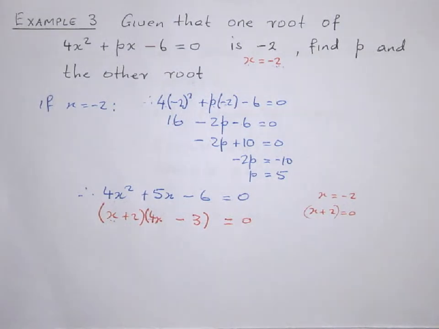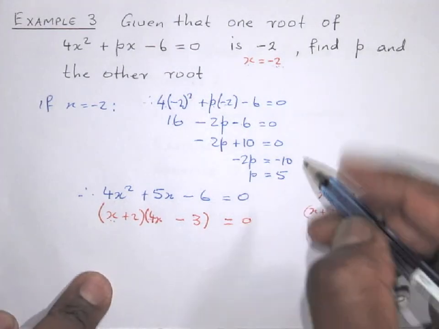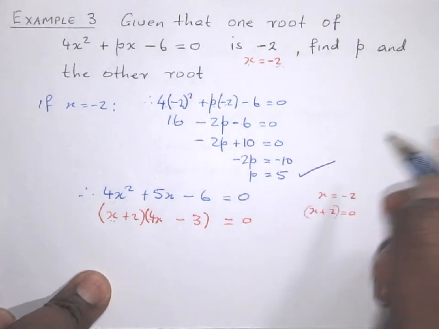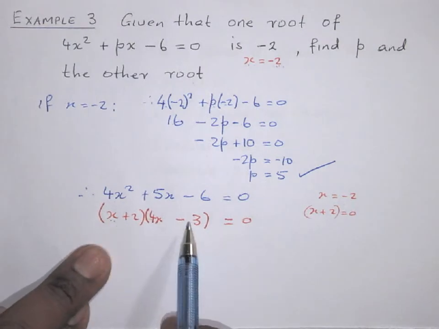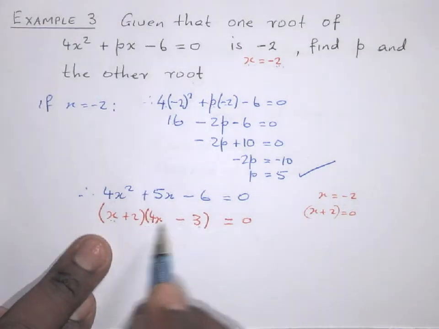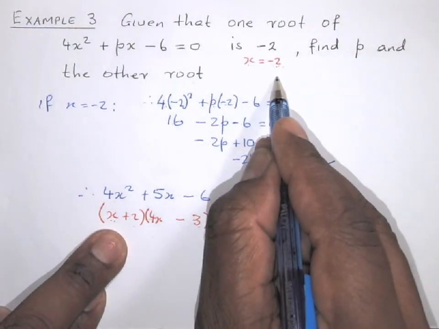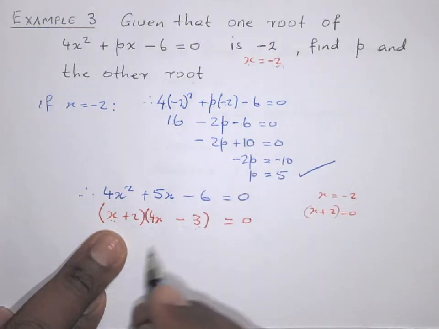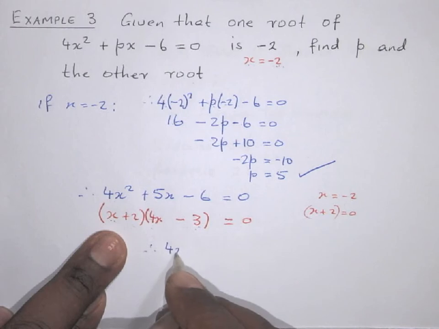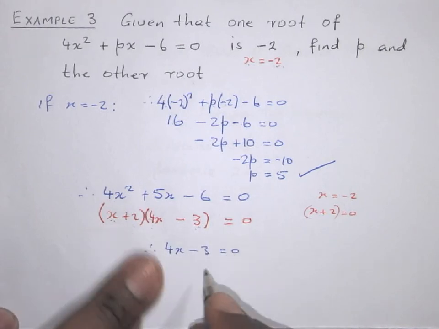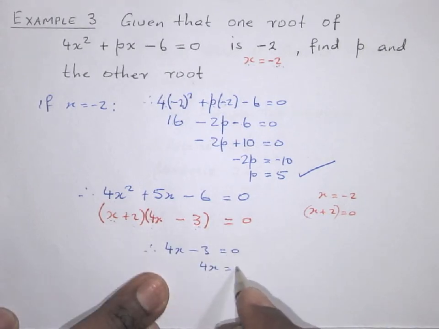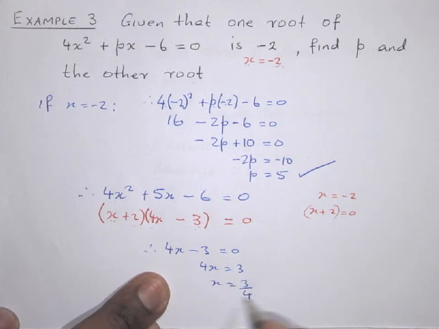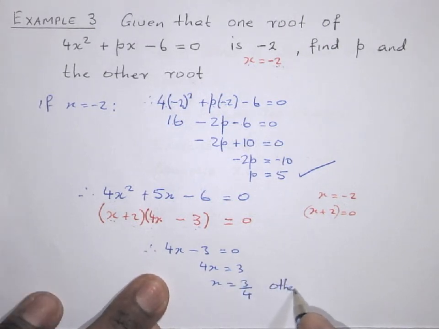So the question was to find p, which we did get. P was 5. The other root we can find from this, because x equals minus 2 was the one root that was given. So now we'll have 4x minus 3 equals 0. So 4x is equal to 3, so x is equal to 3 over 4. That will be the other root. So the other root that you are looking for is 3 over 4.